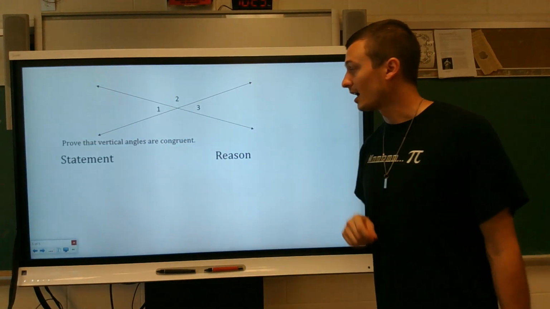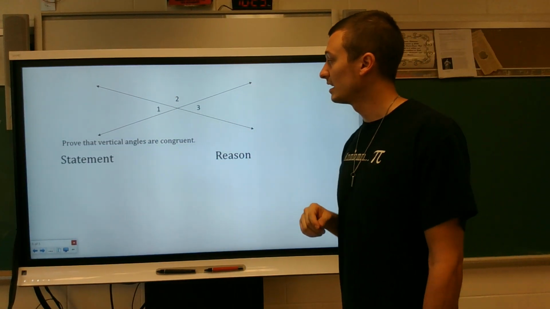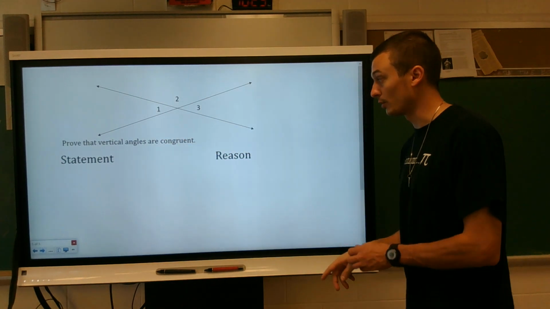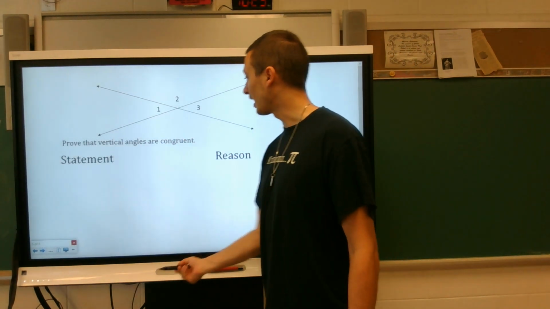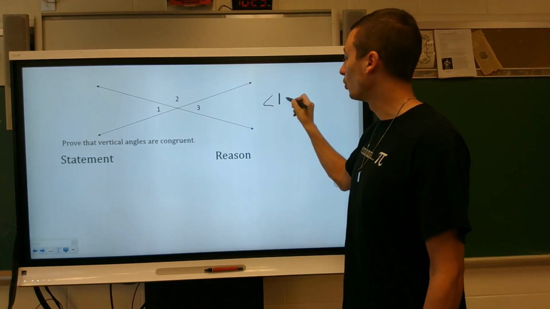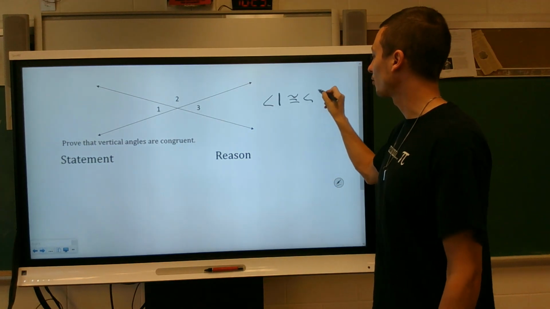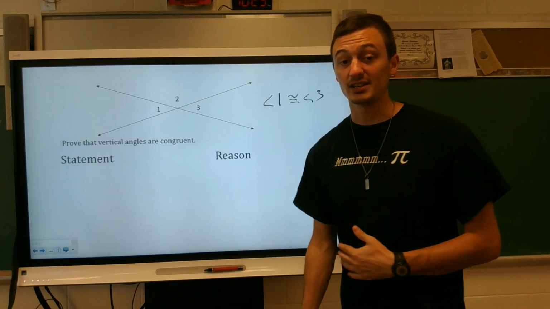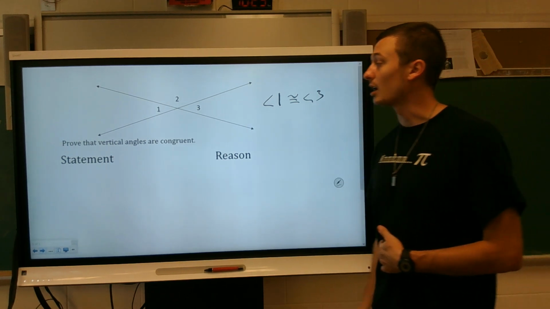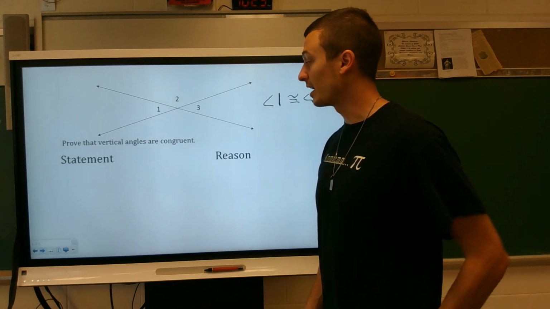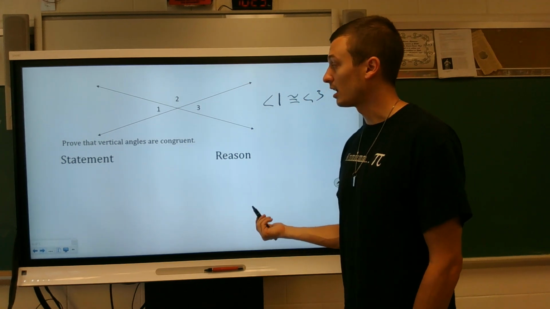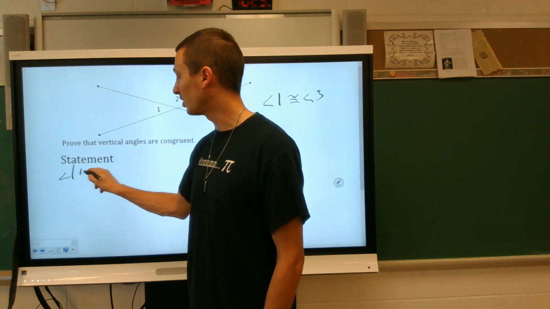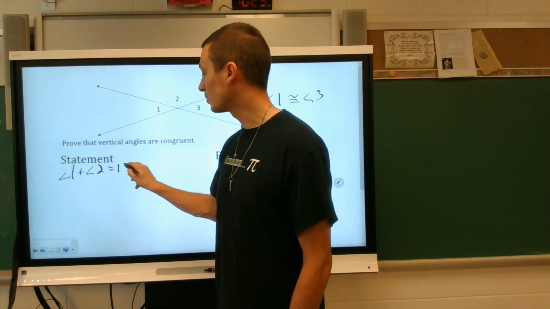Now this is a proof that we're supposed to prove that vertical angles are congruent. So in the end, I want to show that angle 1 is congruent to angle 3. Well, really all I'm given is this diagram. So I know that angle 1 and angle 2 are supplementary. So I can say that angle 1 plus angle 2 has to equal 180 degrees.